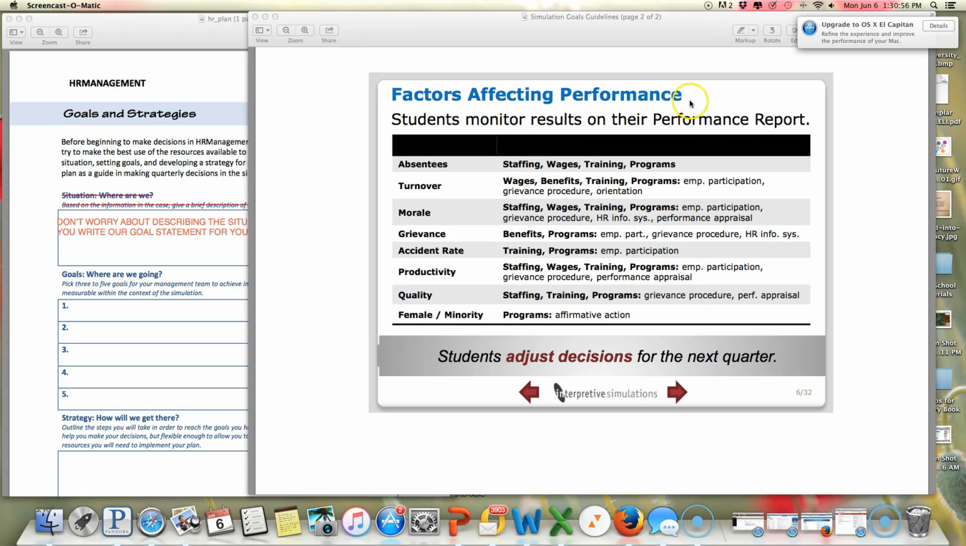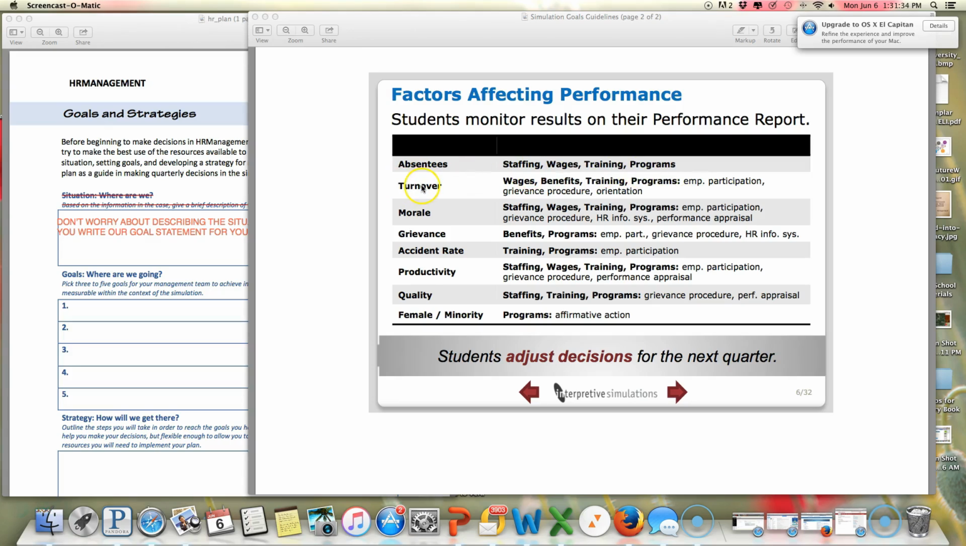The factors affecting performance. Now, we talked about each of these individual goals. What can affect these different variables? Hiring appropriately and good staffing will decrease absenteeism. Paying people good wages will decrease absenteeism. Good training will affect absenteeism, and all kinds of programs like employee participation and orientation programs and performance appraisal will also have an impact on absenteeism. And so if one of your goals is absenteeism, these are the typical strategies that you might use to have an impact on absenteeism.